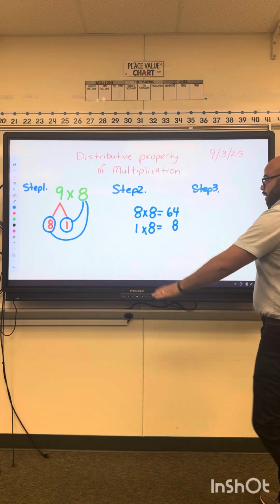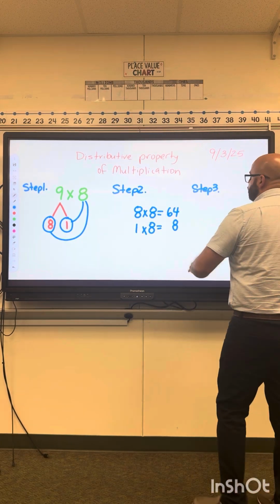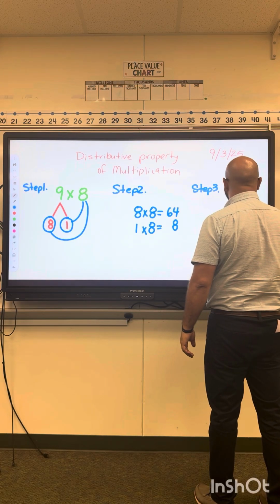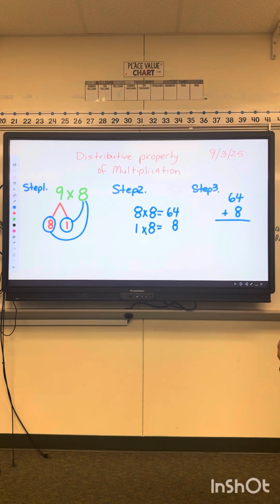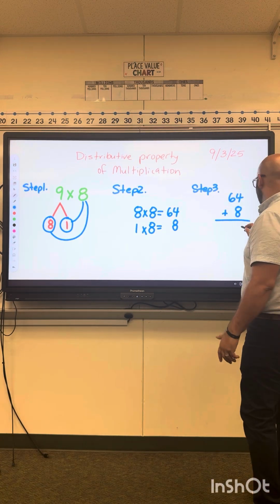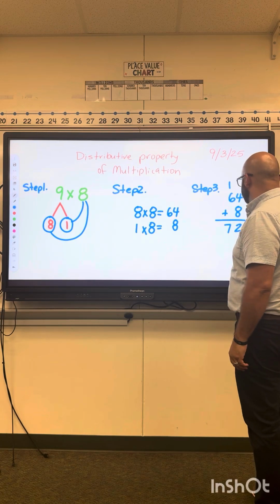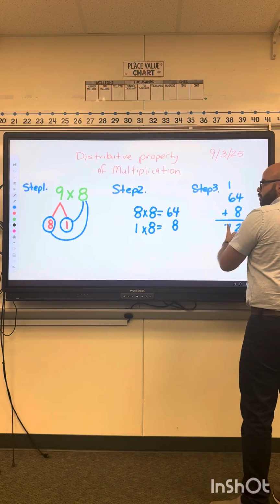Okay, that's step 2. Now step 3, you're gonna take both products and you're just gonna add them together. All right, this is 12. You bring the 1 up, and this is 7. So therefore, 9 times 8 equals 72.